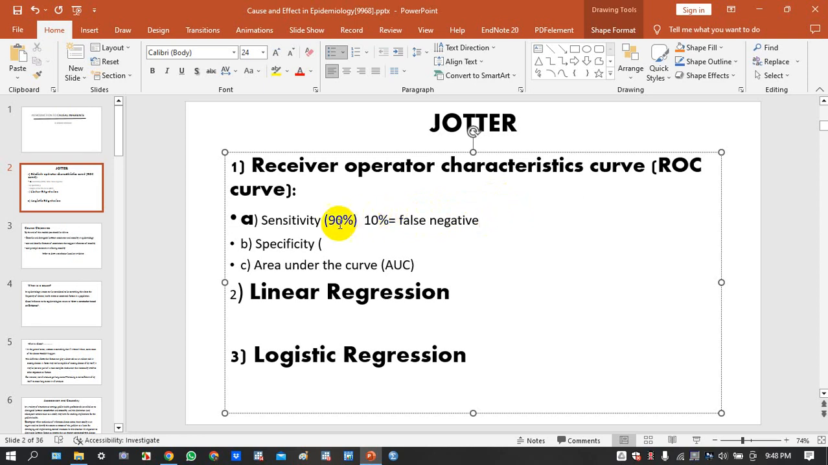Then we have specificity also, meaning that how specific is the test kit. Then we come to the area under the curve. They are all showing accuracy or precision of the test kits that you are using. Then we come to linear regression, then logistic regression.